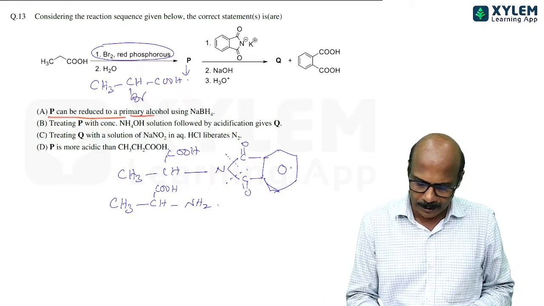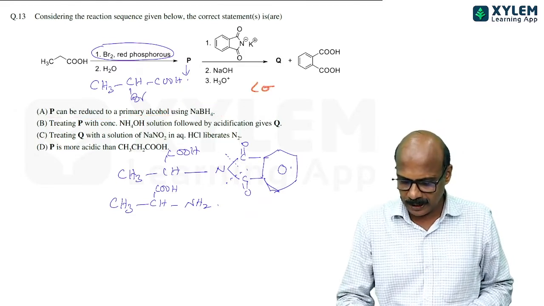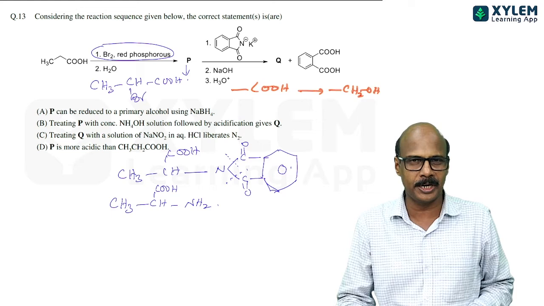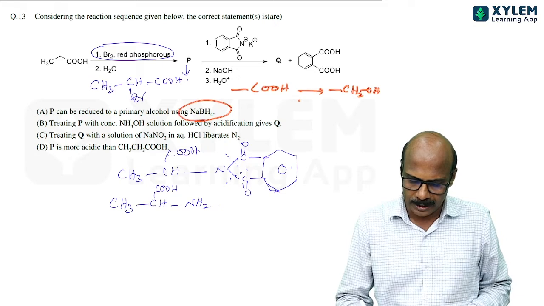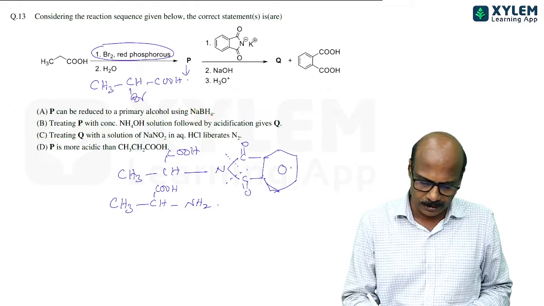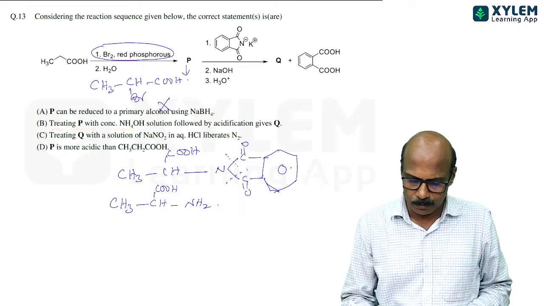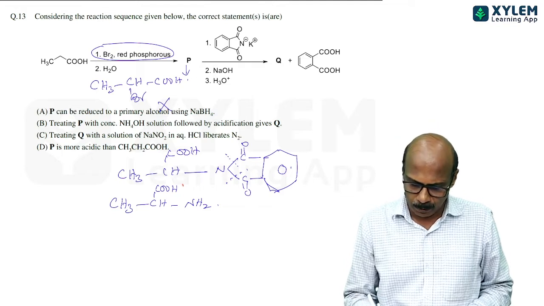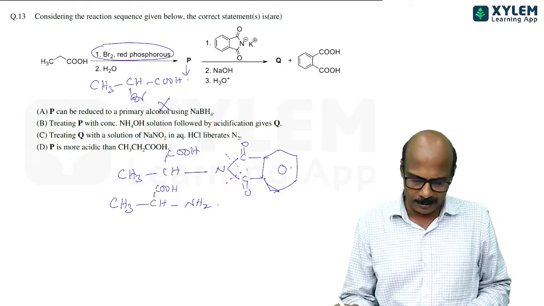P can be reduced to primary alcohol using sodium borohydride. It's wrong. You know, carboxylic acid group can be reduced to alcoholic group by lithium aluminum hydride or by treating it with diborane. But sodium borohydride cannot reduce carboxylic acid to alcoholic group. So that statement given is wrong. What about the second one? Treating P with a concentrated ammonium hydroxide solution followed by acidification gives Q. We know the Q product is alanine. Let me go through the path indicated in option B.